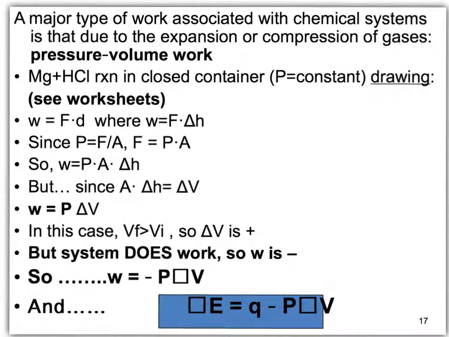So when it says we're looking at the magnesium and hydrochloric acid reaction in a closed container, you're looking at the drawing that was on the previous slide. I'm not going to walk step by step through this, but you can see the derivation starting with work equals force times distance and ending up with work is equal to negative PΔV and substituting that in to get our ΔE is equal to q minus PΔV.